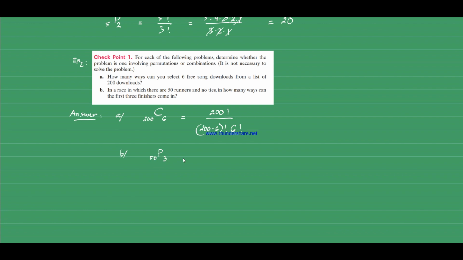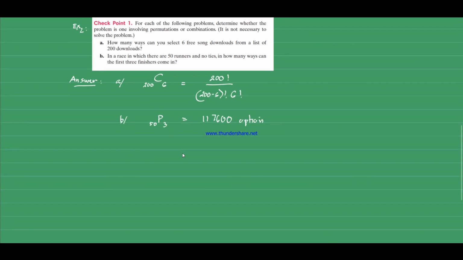50 P 3. Okay, this one I'm sure we can do with the calculator. This one gives you 117,600 options. Pretty easy, huh? Really easy. Not really that bad. Example number 3.